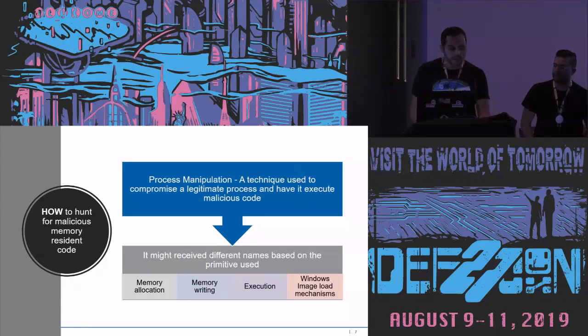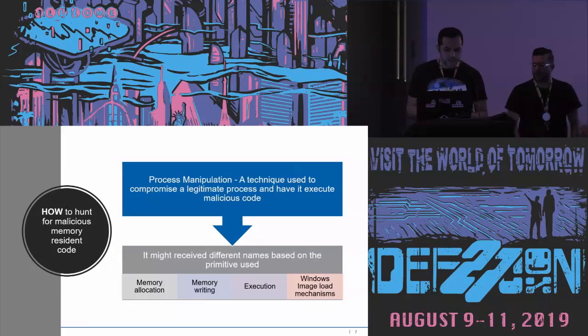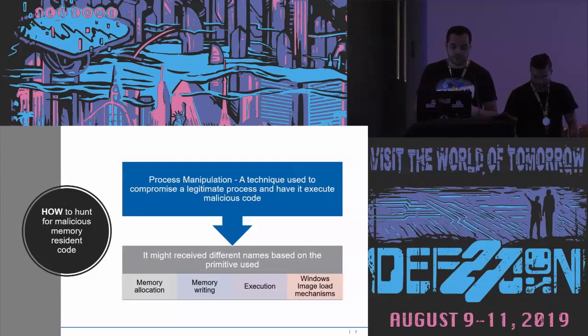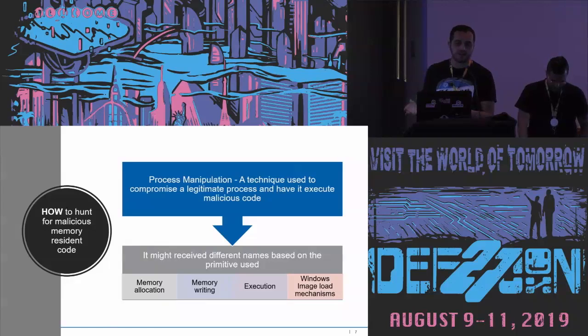So, talking about process manipulation. Process manipulation is, for me, an umbrella term that can be used for any type of technique used to compromise a legitimate process and have it execute malicious code. You can do that either by performing a code injection through memory allocation or memory writing, by forcing the process to execute something, or through mechanisms available in the Windows environment to force a DLL to be loaded during the process start.